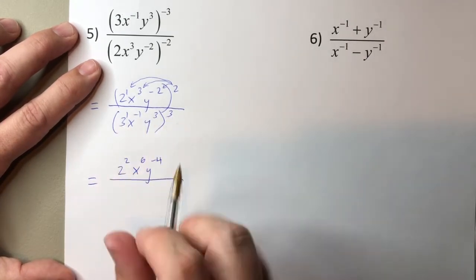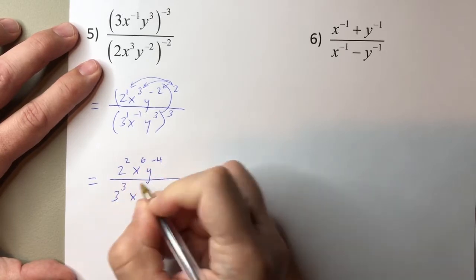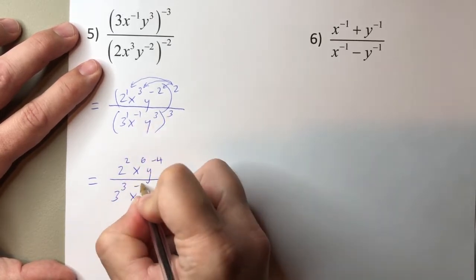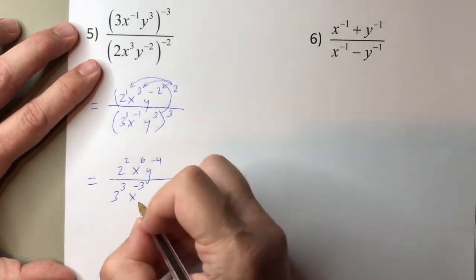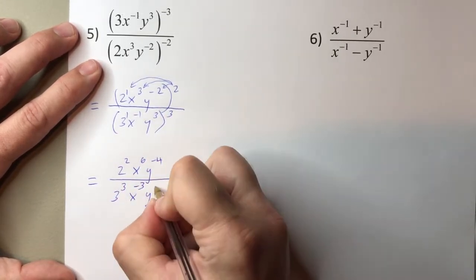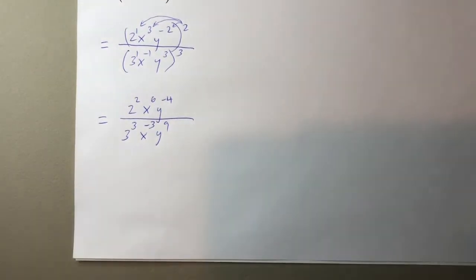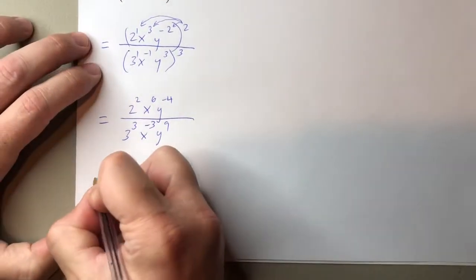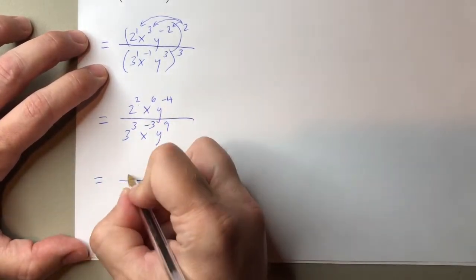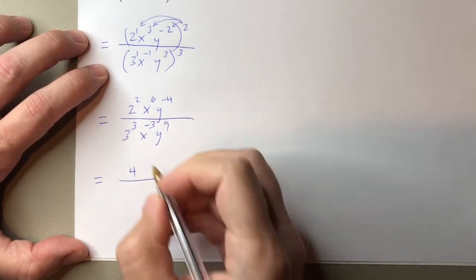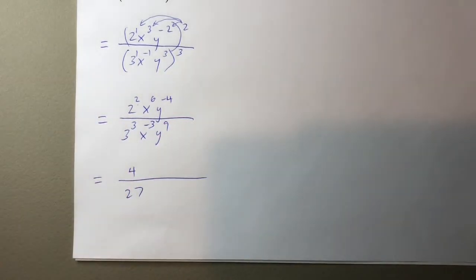In the denominator, you get 3, what? 3 cubed, x to the -3, and then what's 3 times 3? 9. That's correct. y to the 9th. All right. Are we finished? Nope. So let's rock and roll. Let's keep going here. Let's finish this thing. 2 squared's 4. 3 cubed, what? 27. Go ahead and knock out the numerical coefficients first.